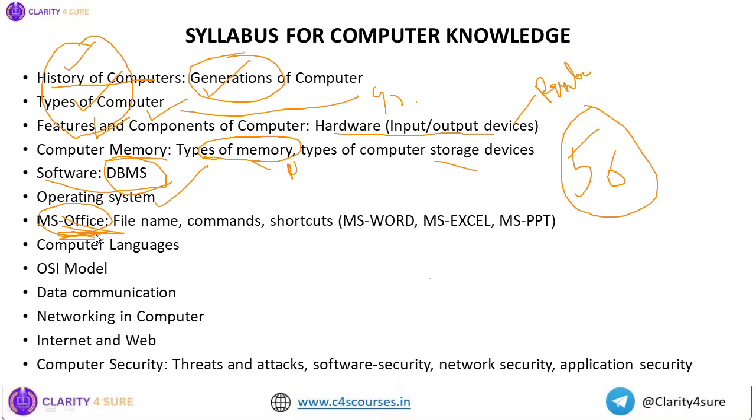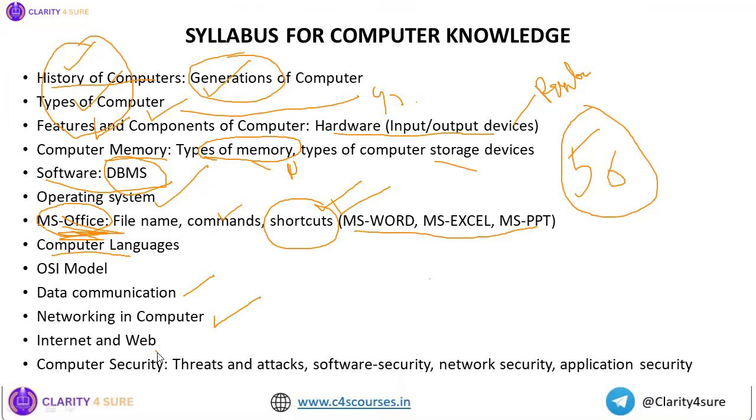So MS Office is very important because MS Word, MS Excel, MS PowerPoint, इन सब चीजों से command वाले questions आ जाते हैं. And another important thing is what? This is your shortcuts. Now every year there is at least one. I'm just saying the least, okay. There are not one, there are more than one, but at least 8 questions तो आना ही है from the shortcuts. Then next is your computer languages, then OSI model, data communication, and networking in computer.